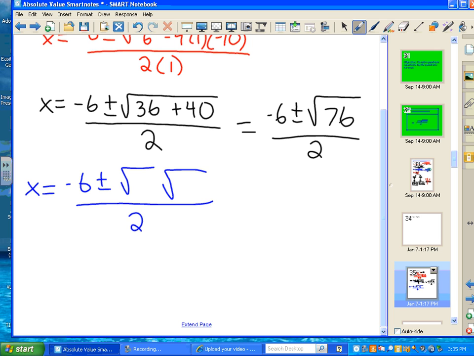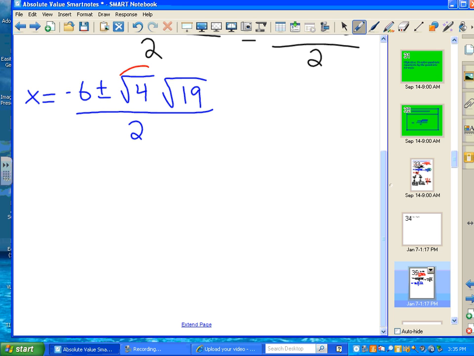Okay, so let's go down here. I'm going to circle square root of 4. Okay, so we need to rewrite this taking the square root of 4. Square root of 4 is 2. Leave the square root of 19 there. Okay, all over 2. Now at this point, all we did was take the square root. Do not separate them yet into two different x-intercepts.